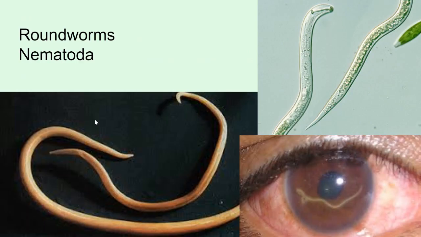Next up, we've got roundworms. These are also known as nematodes or nematoda. Roundworms are a lot of times parasites. So this is one that would be an intestinal parasite that could be in someone's intestines. A lot of times it'll be in a dog or a cat. And this is a roundworm that's actually become a parasite to a human and is in that human's eye.